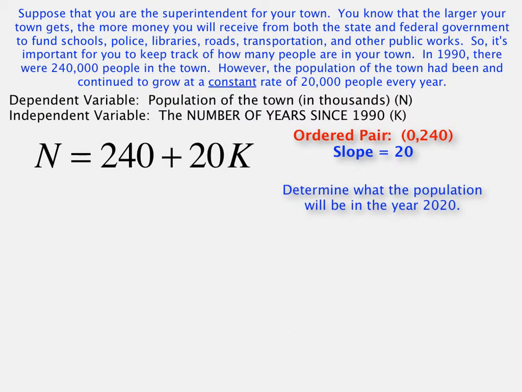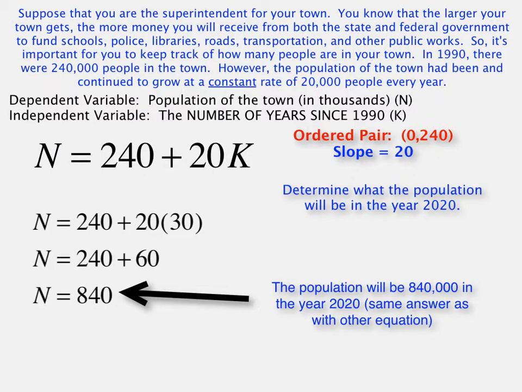Now, in order to find the population in the year 2020, we need to substitute a different number in for the variable. Note that here, we would just substitute 30, as 2020 is 30 years after 1990. Of course, we're going to end up with the exact same result as we did before, again.